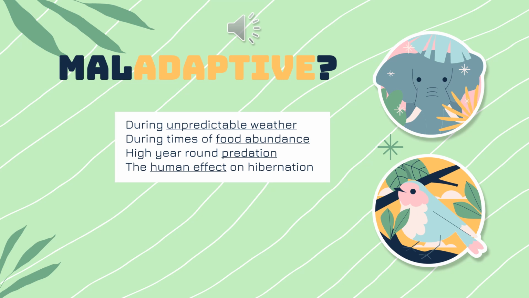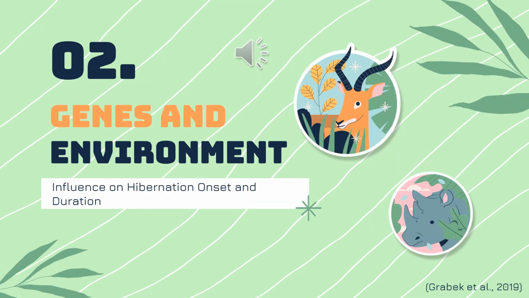In areas with high predation pressure throughout the year, entering a state of dormancy increases vulnerability to predators, due to hibernation leaving the animal less vigilant and slower to respond to threats. Furthermore, in ecosystems undergoing rapid environmental changes due to human activities, the timing and duration of hibernation may no longer synchronize with resource availability. We'll now explore the intricate relationship between genes and the environment in shaping hibernation patterns.